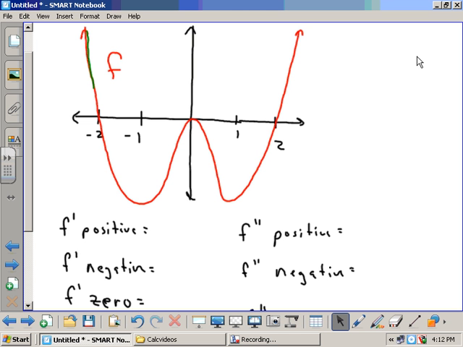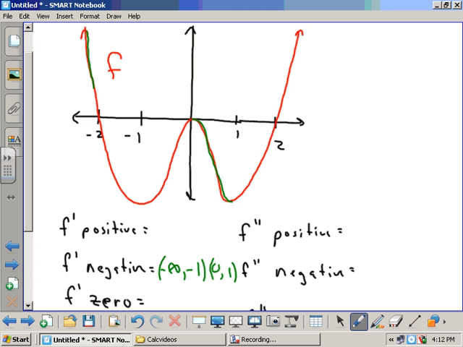As we come in from negative infinity, looks like from negative infinity to negative 1, our first derivative is negative. And again, the slopes look negative from 0 to 1. So again, if I follow it from 0 to 1, all the slopes there look negative. Next, let's look for where they're positive.